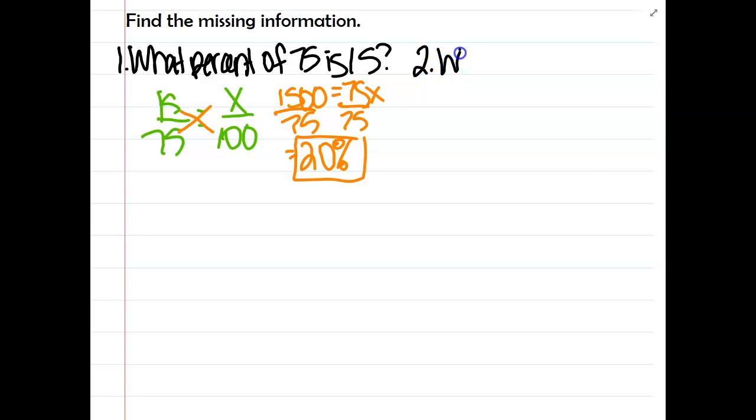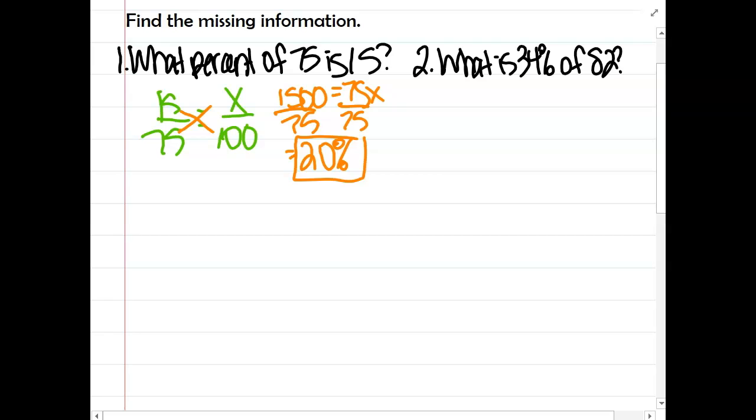Number 2 says, what is 34% of 82? Okay, now we're going to use the equation for this one, so we're going to pick out the key math words. What, that should tell you that's your x. Is always means equals. Now, for the equation, although it says 34%, you can't use a percent. You have to change it to a decimal, so it's going to be 0.34. Of is always going to mean to multiply 82.